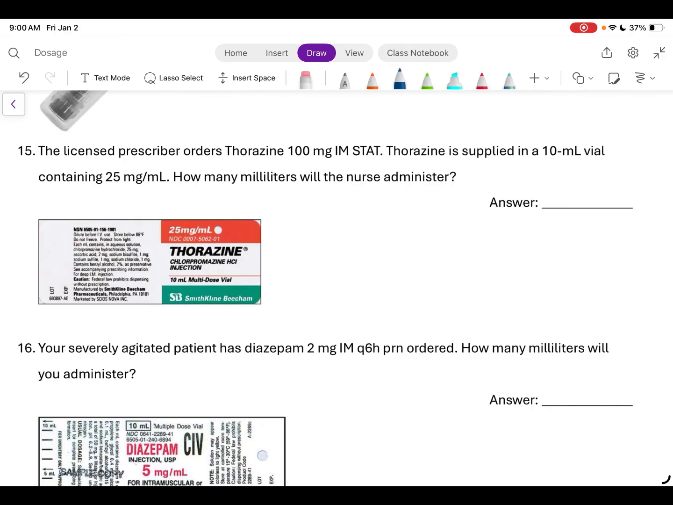Licensed prescriber orders Thorazine 100 milligrams. It's supplied in a 10 milliliter vial containing 25 milligrams per milliliter. How many milliliters will you give? Right. How many milliliters? X mL.